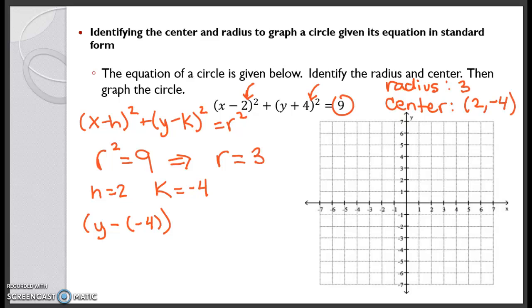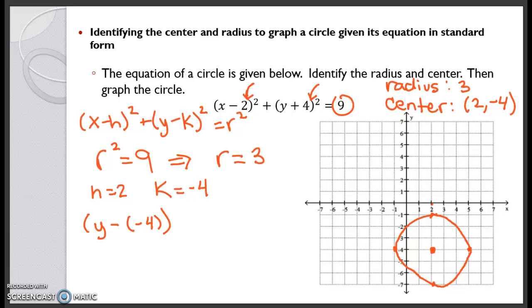Now, let's go ahead and graph that. Okay, so with my center at (2, -4), I have a dot there, right? And then my radius is 3. So from my center, I'm going to go out 3 in all directions. 1, 2, 3, 1, 2, 3, 1, 2, 3. And then draw my circle accordingly.